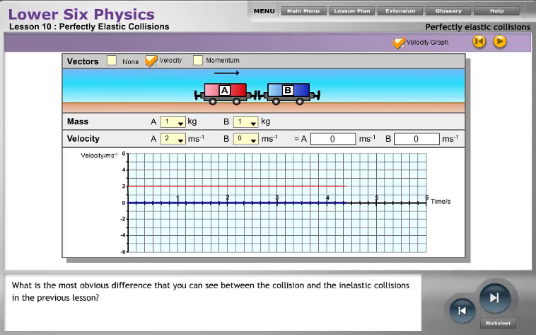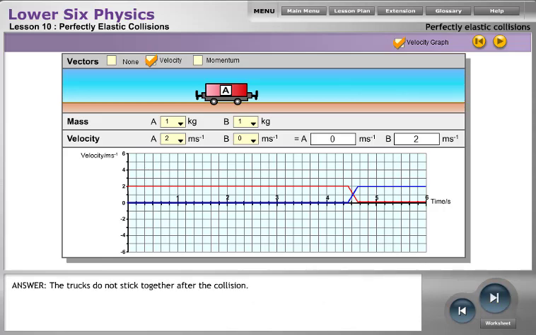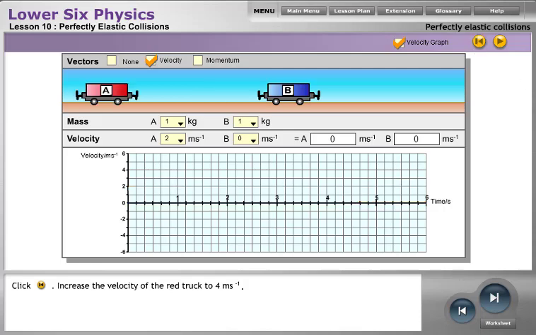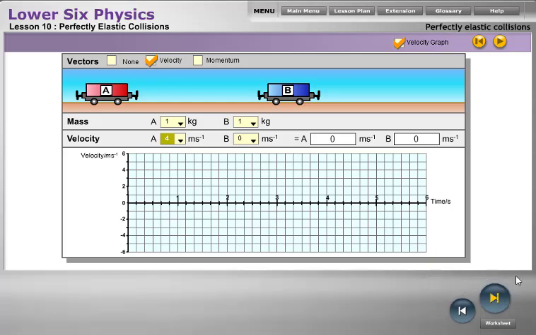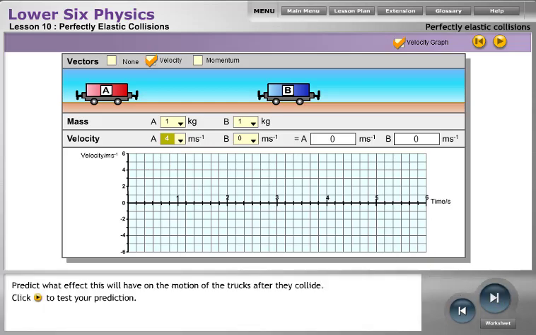What is the most obvious difference that you can see between this collision and the inelastic collisions in the previous lesson? Answer: the trucks do not stick together after collision. Click Reset. Increase the velocity of the red truck to 4 meters per second. Predict what effect this will have on the motion of the trucks after they collide. Click Start to test your prediction.